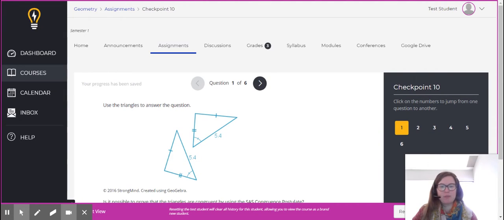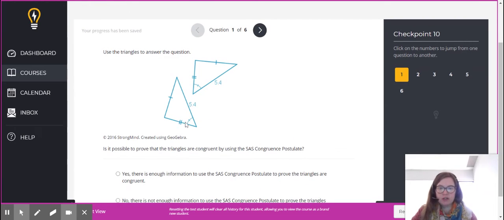Okay, this is the video for checkpoint 10. This is all of the side, side, side angle, side angle, all of it in one thing. So we're going to look here at this figure.